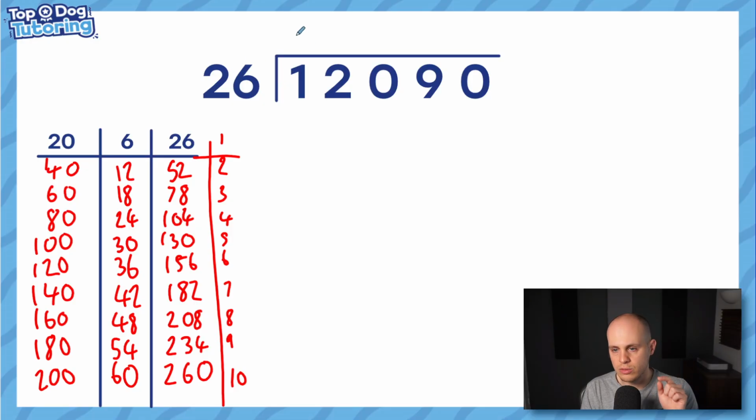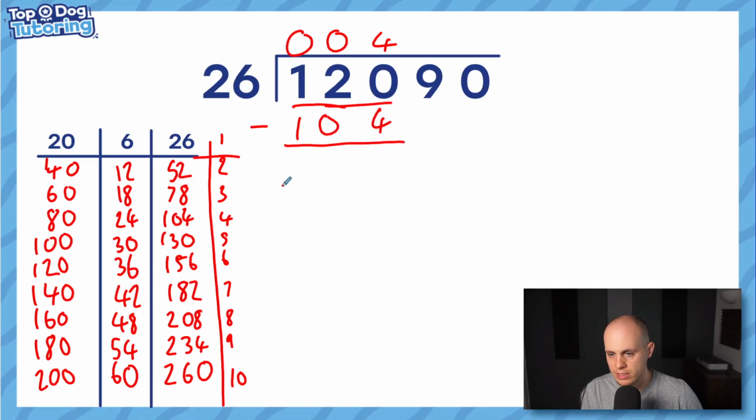So 26 is into 1, obviously doesn't go. 26 is into 12, doesn't go. 26 is into 120 is my first real question here. Let's have a look. How close can I get? Well, 5 lots is too much, so it must be 4 lots, which I know is 104. I'm going to use my second method here to make sure I get my remainders right. 120 take away 104. Let's do some exchanging. 6, 1, 0. Gives me a remainder of 16. Excellent.